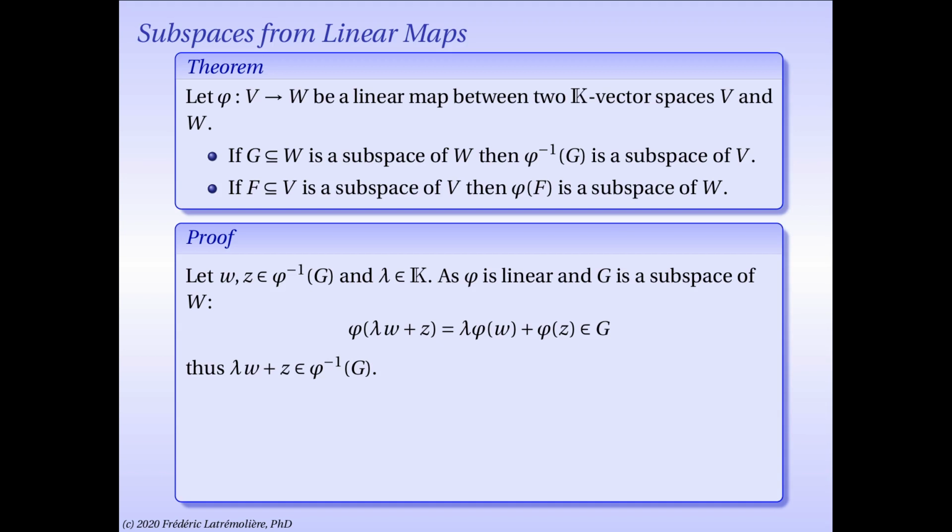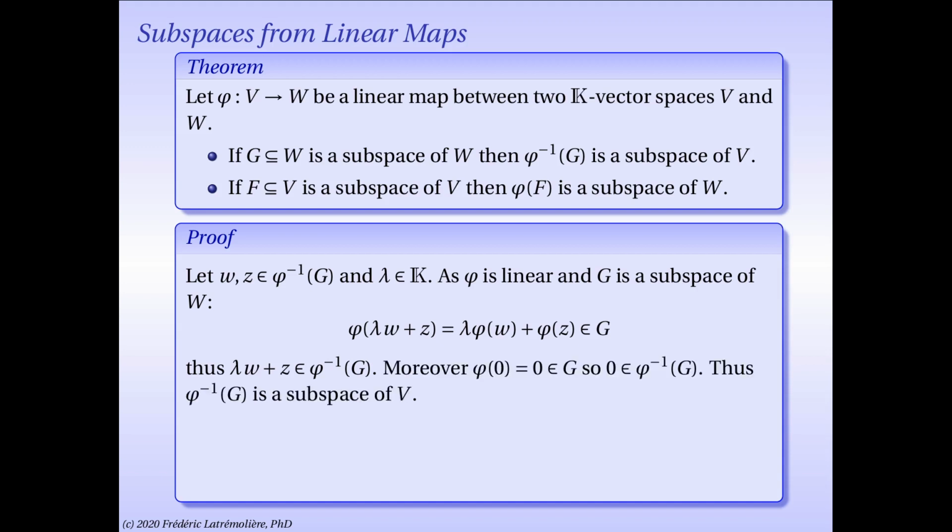So I'm calculating phi of lambda W plus Z. It's lambda phi of W plus phi of Z, owing to the linearity of phi, which is assumed. And because G is a subspace, I know that phi of W is in G and phi of Z is in G. I know that because W and Z were in the preimage of G by phi. Therefore, phi of W and phi of Z are in G. And therefore, you recognize by the characterization of subspaces that this element again is in G. And therefore, lambda W plus Z is in the preimage of G by the map phi.